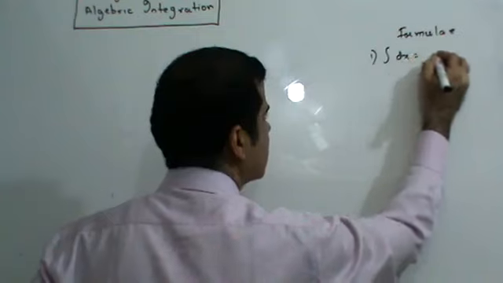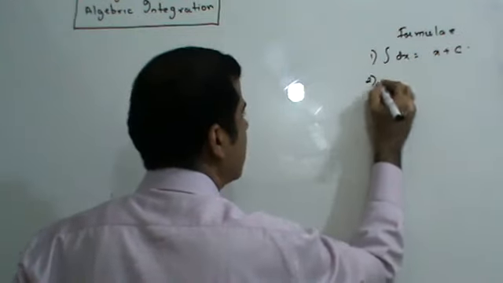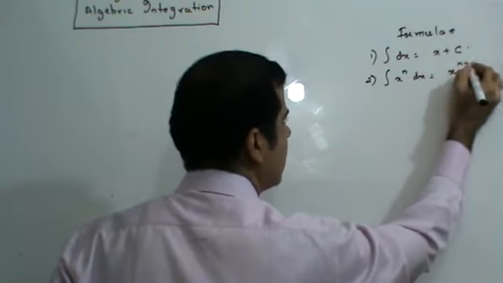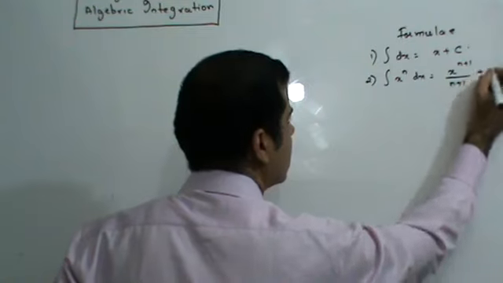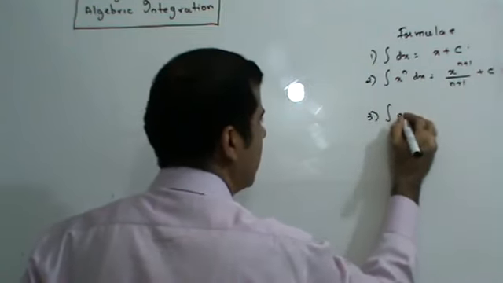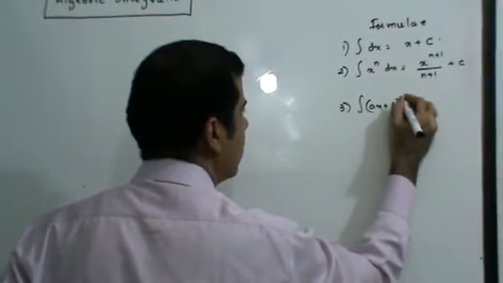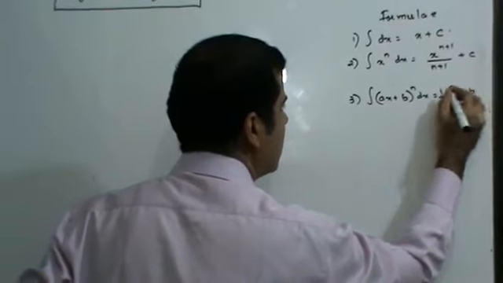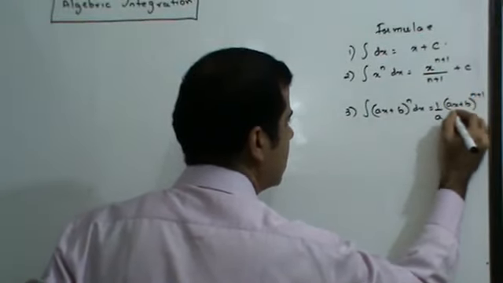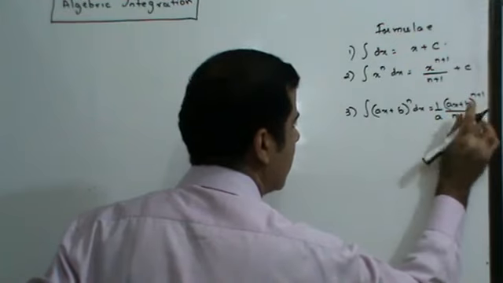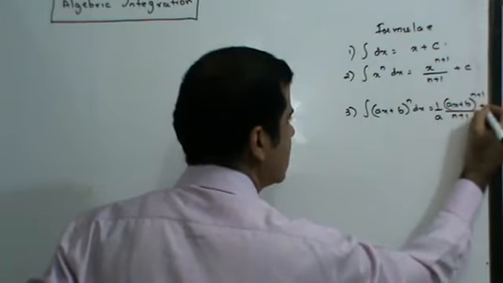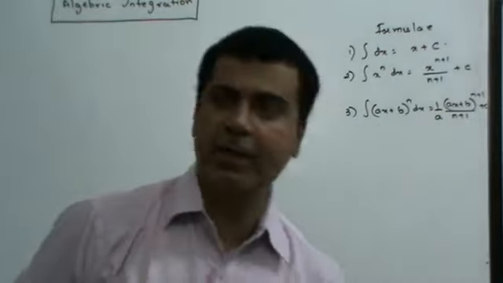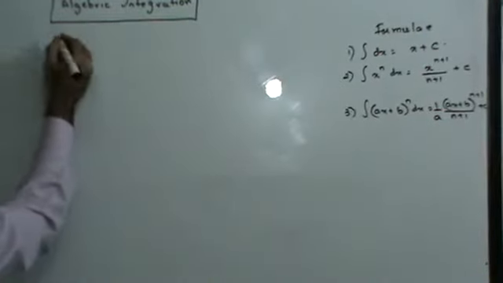Integral of dx is x plus c. Integral of x raised to n is x raised to n plus 1 upon n plus 1, plus c. Integral of (ax plus b) the whole raised to n is 1 upon a, (ax plus b) the whole raised to n plus 1 upon n plus 1, plus c. So these are the three formulas that I would need for algebraic integration. Let us start with algebraic integration.